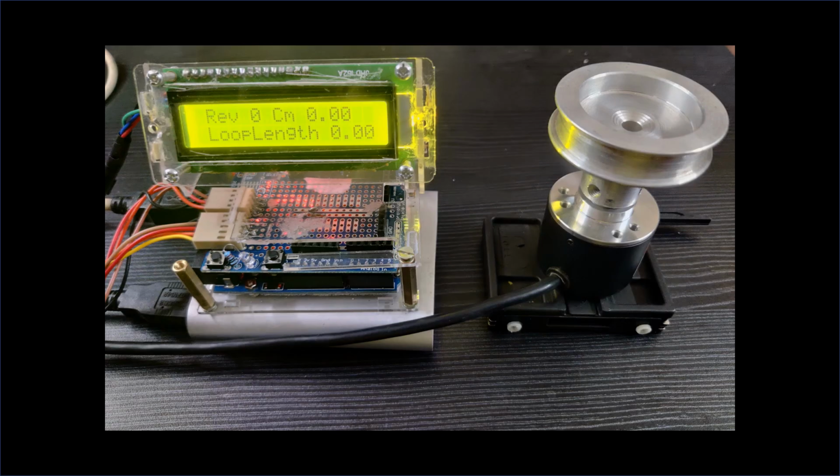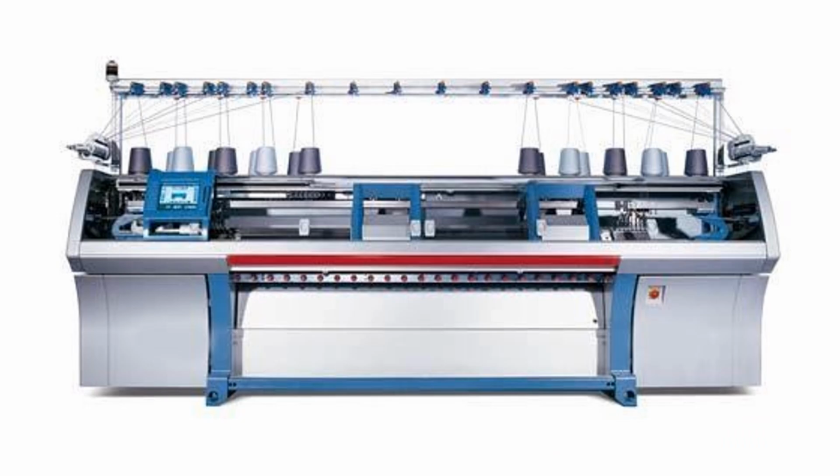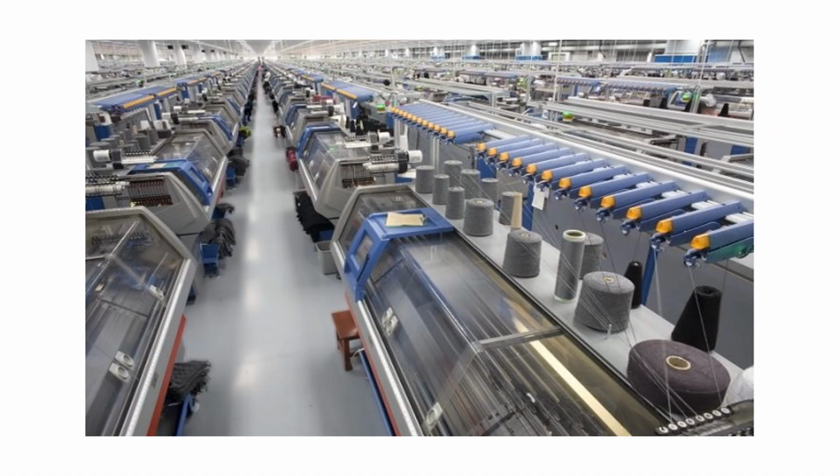So, you can see how using a simple but accurate device and a simple computer program can help you get rid of variation in sizes, be it on individual systems of one machine or all machines on your production floor.